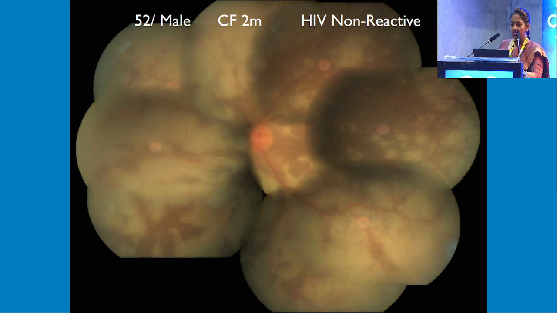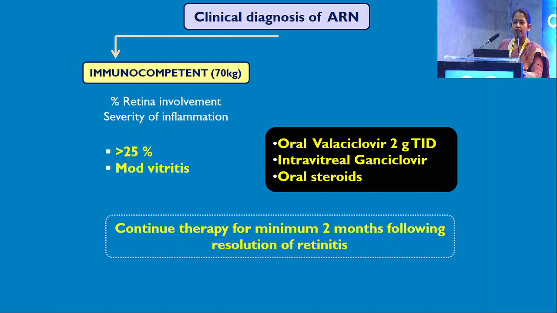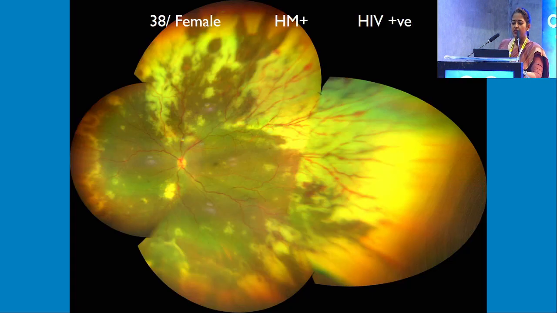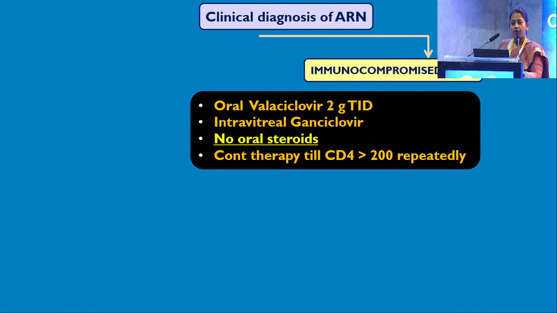Now you can see that amount of retina involved is more than 25%. So we started with valacyclovir 2 gram TID, we gave intravitreal ganciclovir along with oral steroids. But this patient, similar retinitis but is retropositive, so we'll avoid oral steroids, we'll give 2 gram 3 times a day.